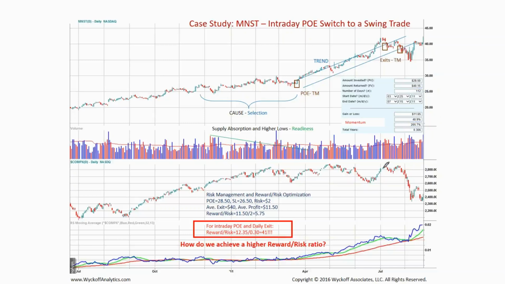But then, and by the way, risk and management, let's go through this too. So we entered the trade at 28.50. Stop loss was $2 below, so our risk is $2. Our exit on average is around $40, and our average profit is $11.50. So our reward to risk ratio is 11.50 divided by 2, which is 5.75. So this is a really good reward to risk ratio, because it allows us to think in terms of the many number of trades that we're going to conduct like this.